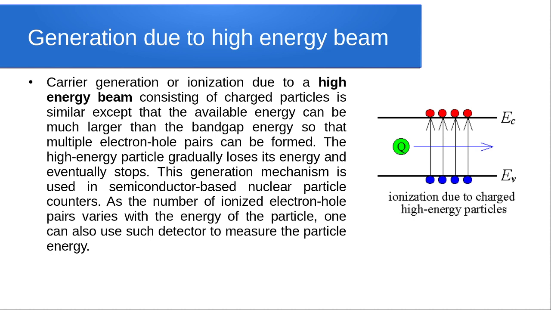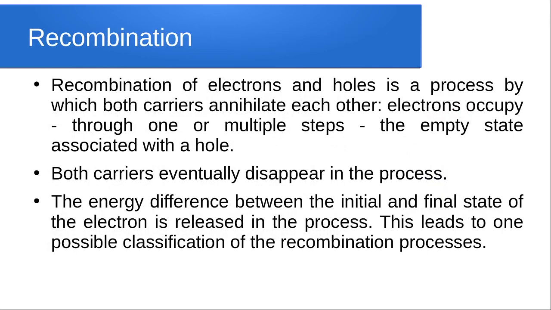Now we shall see about the recombination. Recombination of electrons and holes is a process by which both carriers annihilate each other. It means the electrons occupy, through one or multiple steps, the empty state associated with a hole. After recombination, it is evident that both the carriers disappear.